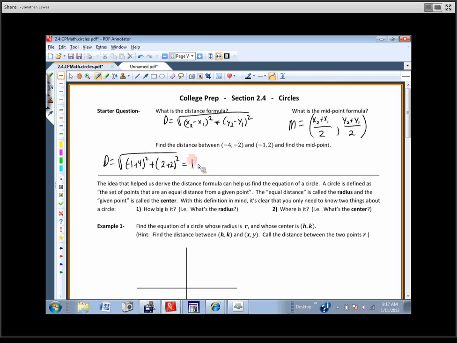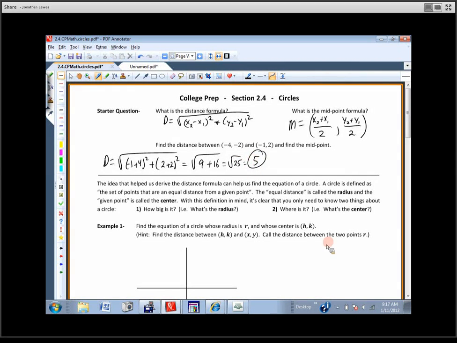Well, let's see. This is positive 3 squared, right? So this is going to be 9. This is positive 4 squared, so that's going to be 16. So I get the square root of 25, right? And that is 5. So the distance between those 2 points is 5.